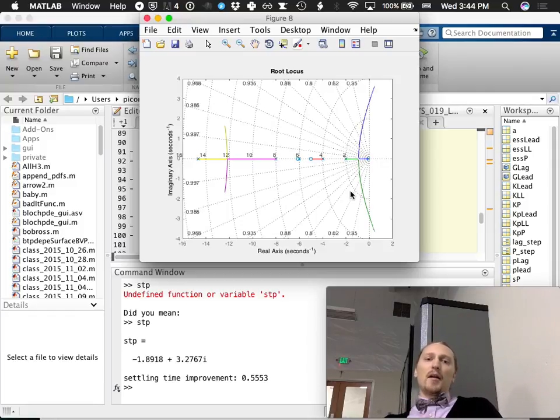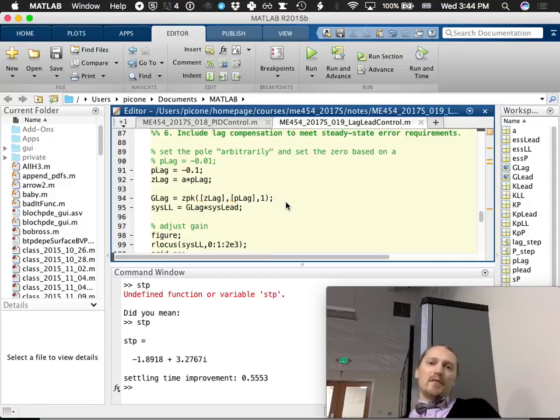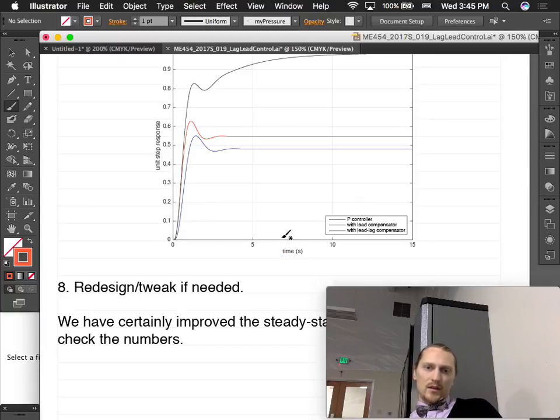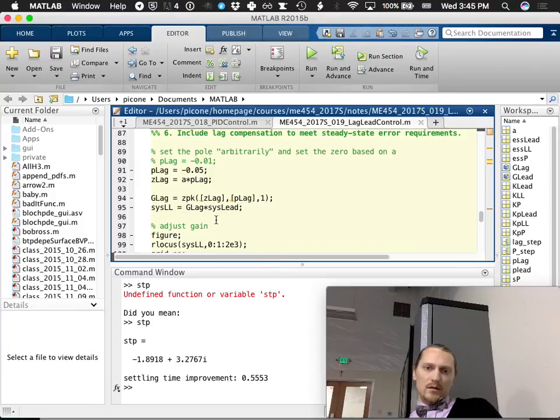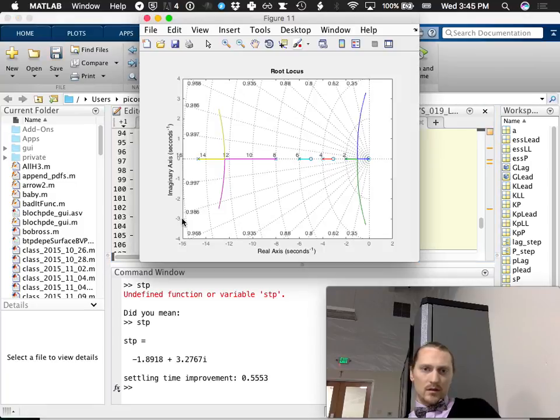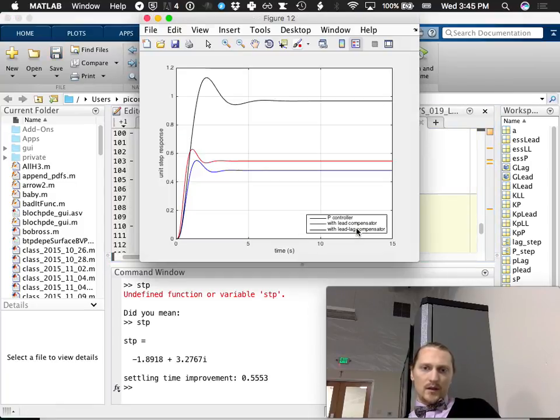So yeah, maybe let's try something in between there just to see if we can get a little bit better. Like 0.05. And let's choose our gain, expecting it to be somewhere in between those values. Okay, and then let's see what it looks like.